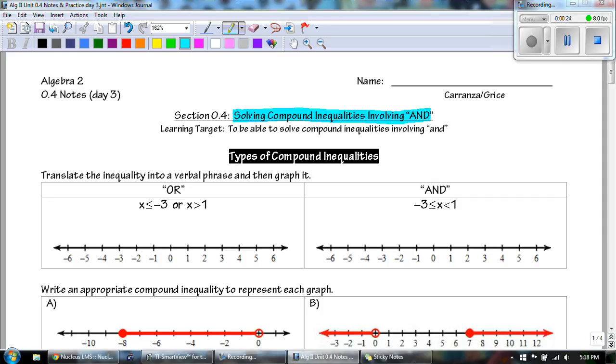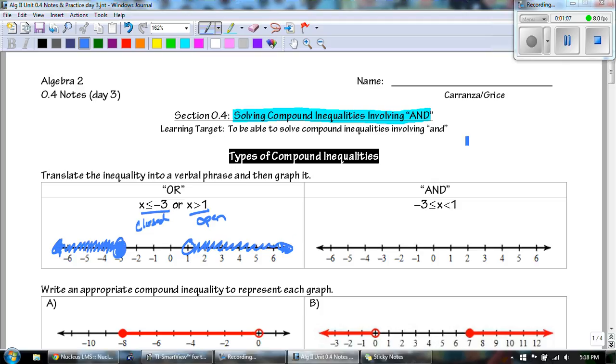So our first one is an or. It says x is less than or equal to -3 or x is greater than 1. So we have to graph each part of that. My first one, x is less than or equal to -3, I know that's going to be closed. So at -3, I am closed, and it's less than, so that means I'm going to shade everything to the left. Or x is greater than 1. At 1, I'm going to be open, and if I'm greater, I'm shading everything to the right.